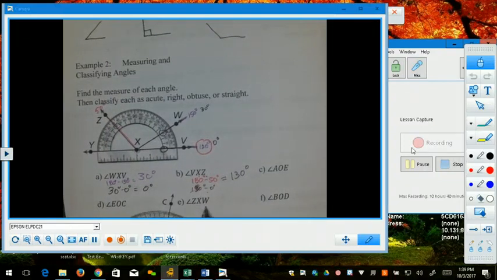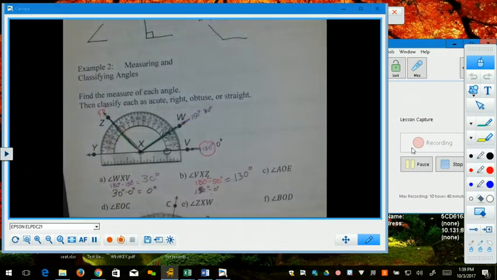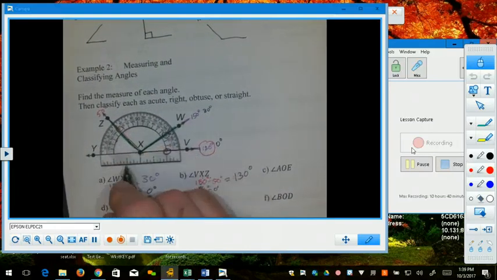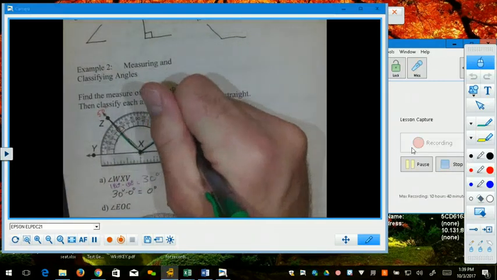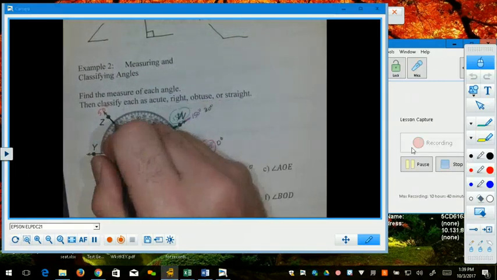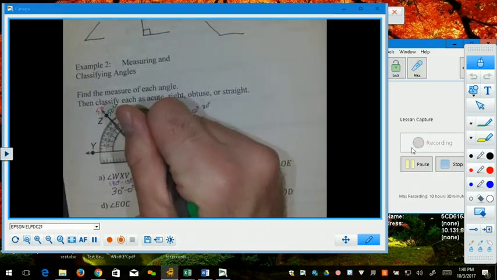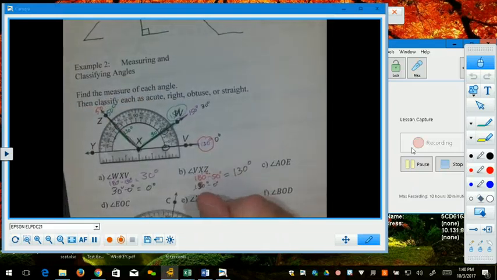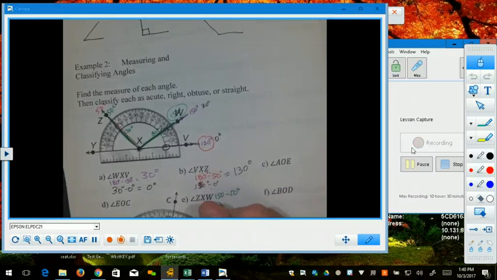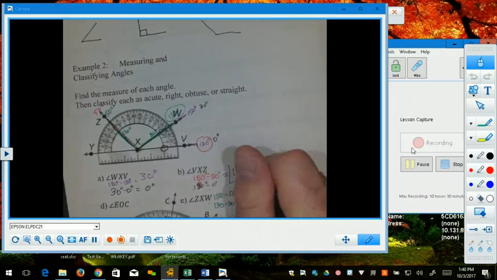The next one, ZXW, I will trace in green. Z to X to W. Now those are the vertexes on the crosshairs, but they're not lined up to 0 or 180 degrees. The outside number is 150. The outside number on this one is 50. The inside number on this one is 30. The inside number on this one is 130. So I'm either doing 150 minus 50 or 130 minus 30. Either way, I get 100 degrees.